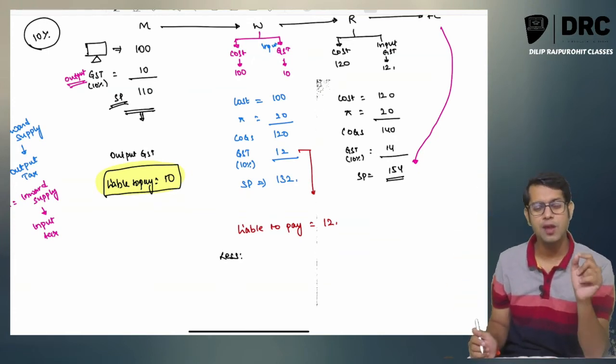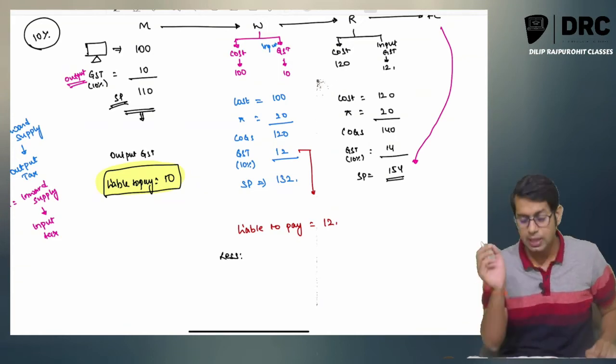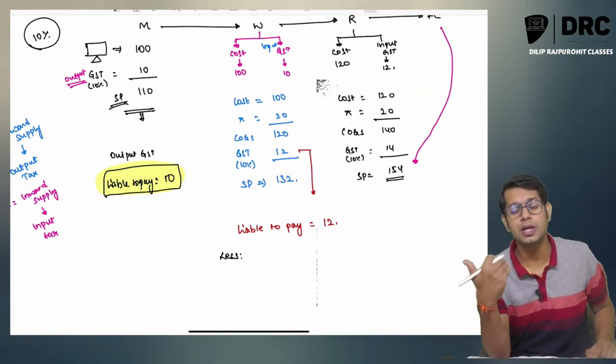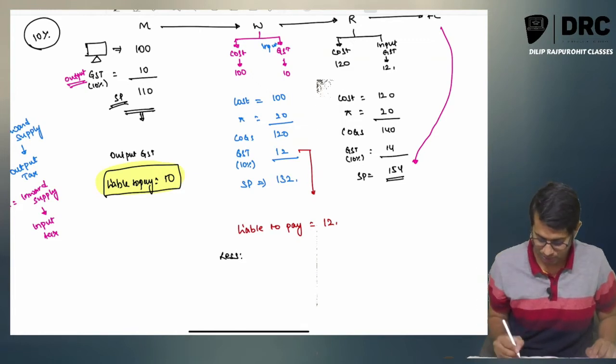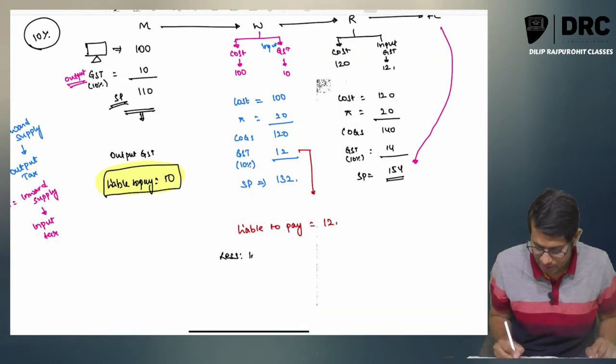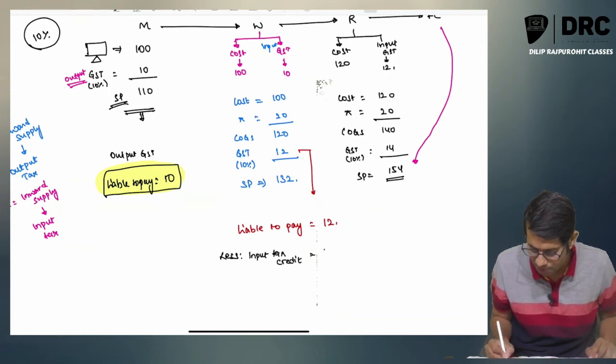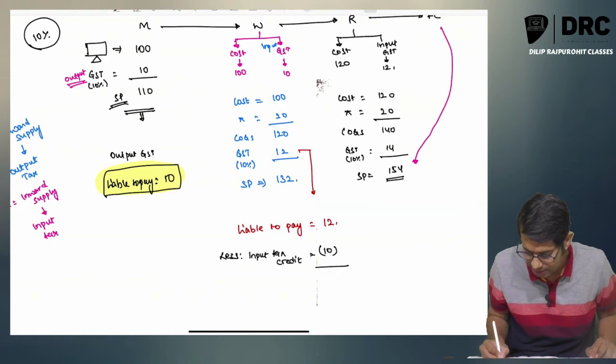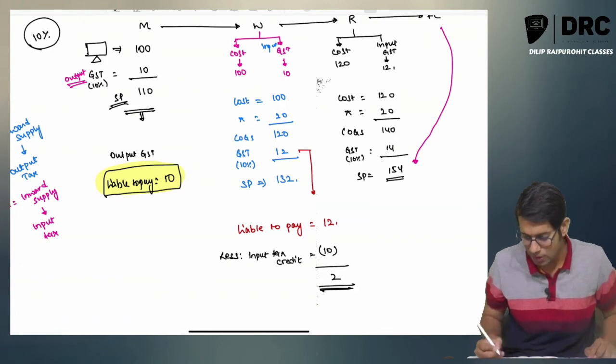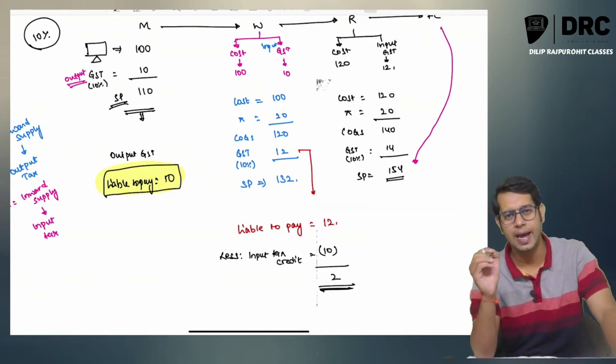Government is telling, the manufacturer has paid that amount to me, therefore please take the benefit of that amount which is already paid by you. If I am taking the benefit of the amount which is paid by me on my purchases, then that particular concept is called input tax credit.